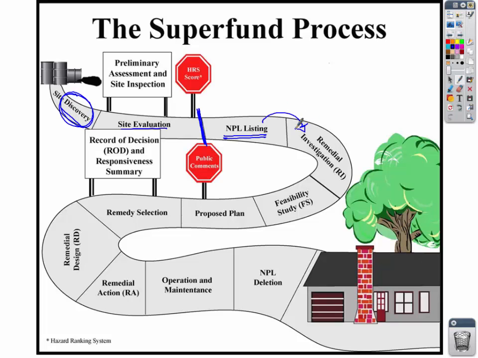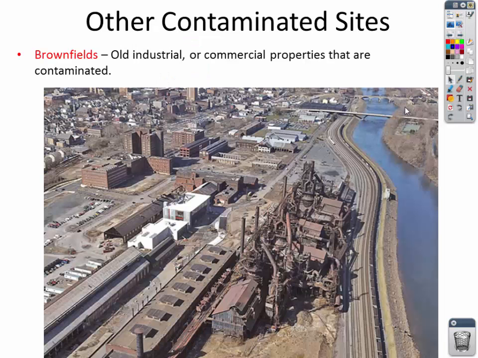Once they're on that list, there needs to be an investigation on the techniques they're going to use to help clean it up. Then there's a feasibility study, a proposed plan, and so forth, on the actual cleanup itself until it's fixed, cleaned, and then deleted from the National Priority List. It's a very long and arduous process, with very little money and a lot of political powers at work. So that's a little bit about Superfund sites.